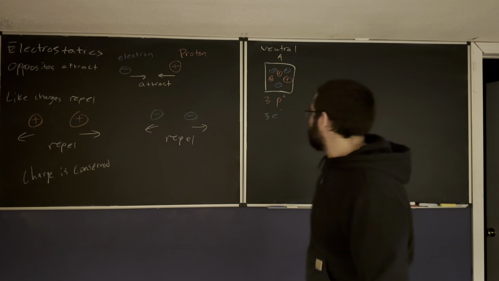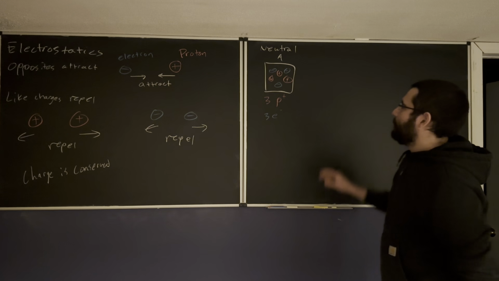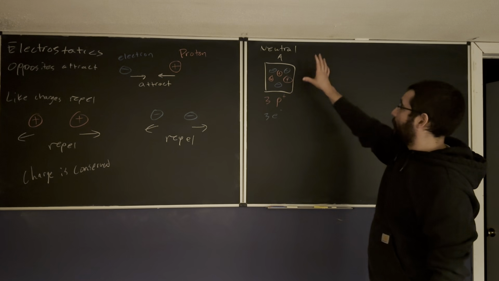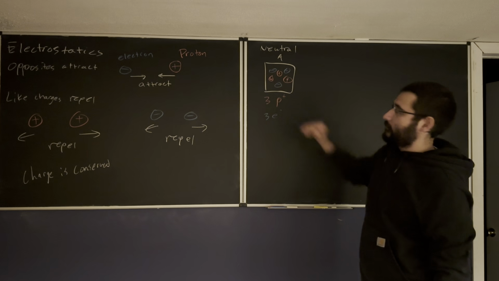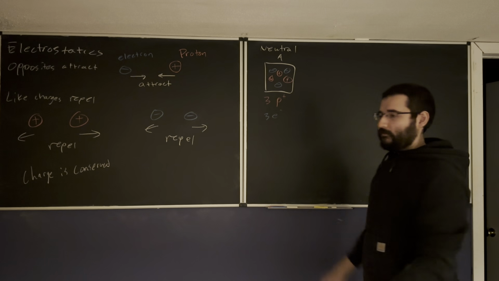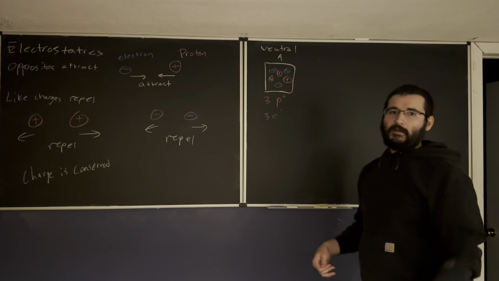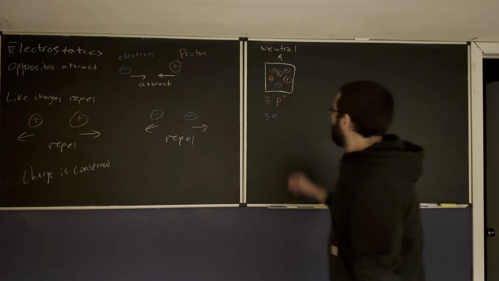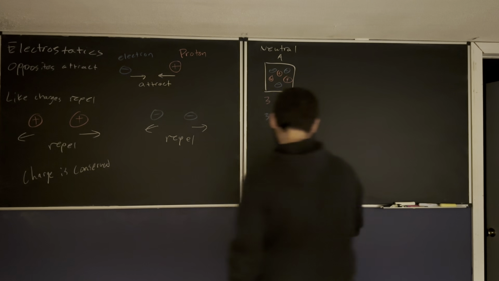And speaking of transferring charges, let's look at an example of a neutral object here. So here we have a neutral object A. The reason it's neutral is because there are 3 protons and 3 electrons, and those charges basically cancel out. You have 3 positive charges and 3 negative charges of equal magnitude. So now let's say you transfer the charge. What happens if you transfer the charge?